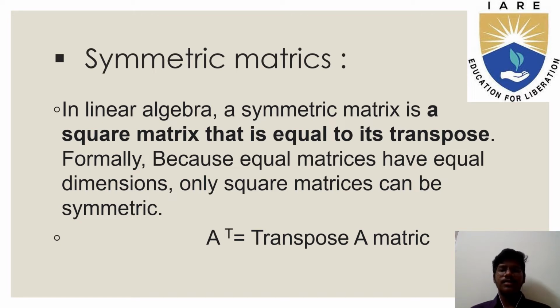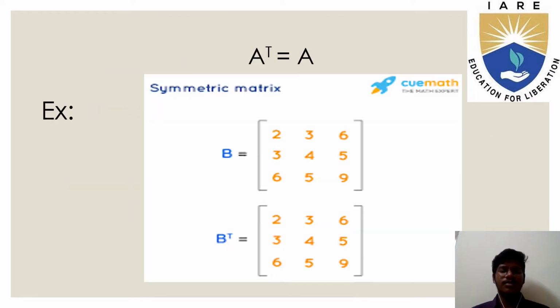Now we will see the condition of a symmetric matrix. This is the condition of a symmetric matrix. The matrix is said to be a symmetric matrix when a matrix is equal to its transpose. That means when its rows are interchanged with columns and we get the same matrix, then it is called a symmetric matrix.